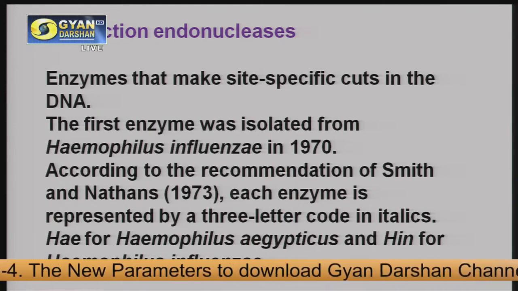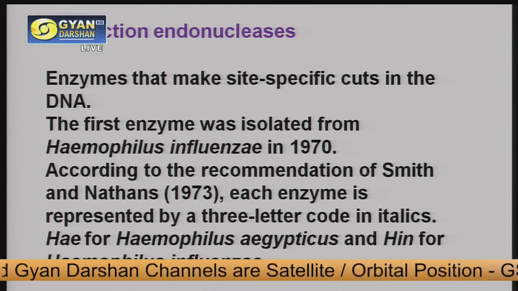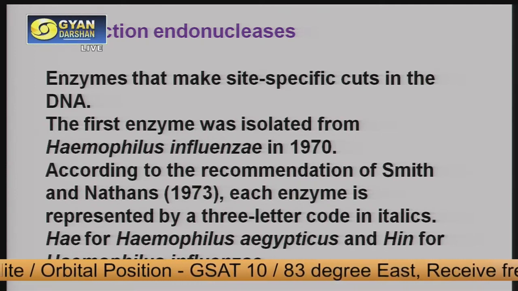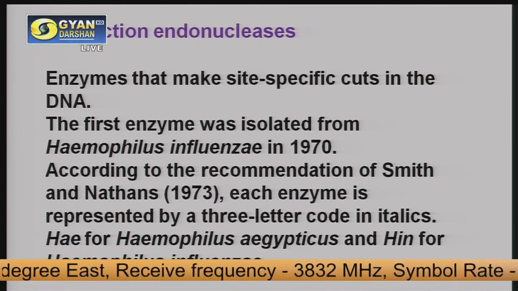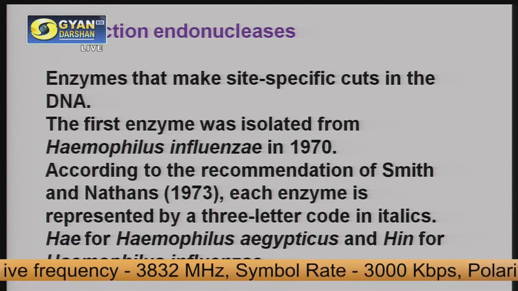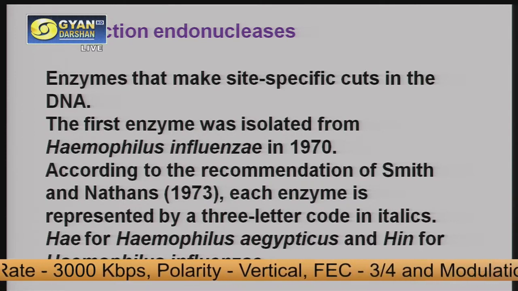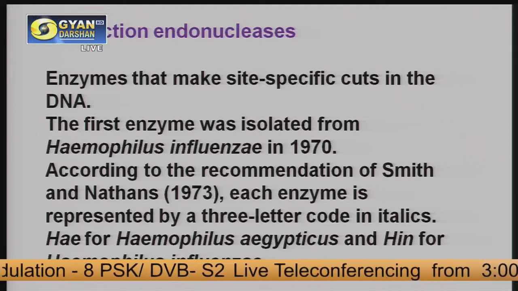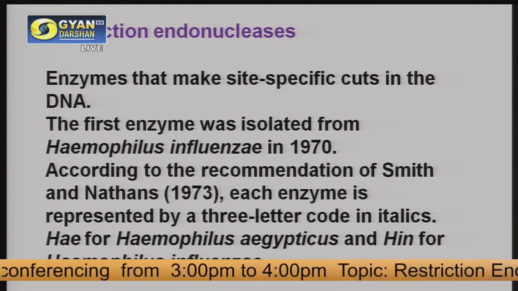According to the recommendation of Smith and Nathans, each enzyme is represented by a 3-letter code in italics. Now, how do you name it? Supposing you have discovered a particular enzyme, how will you name it? The name will be based on the bacteria from which you have isolated the enzyme. For example, Haemophilus aegypticus. The enzyme that you isolate from this bacteria will be named HAE. That is HA from Haemophilus and AE from aegypticus.